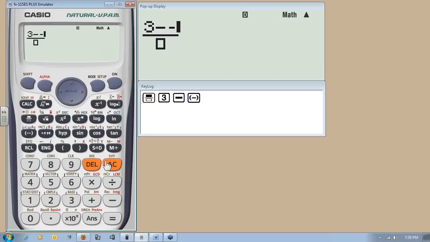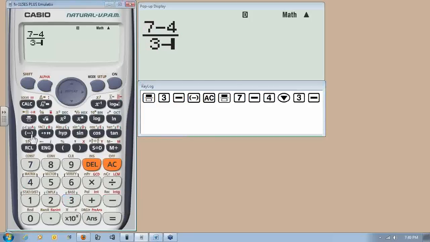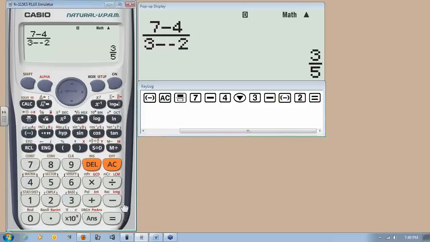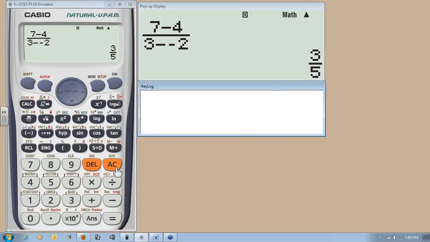Oh, you know what? I've got my x's and y's mixed up. I just made a mistake my students would make. Let's take the y's: 7 minus 4, toggle down. 3 minus, now this is where I want to use the negative, -2. There's my slope.